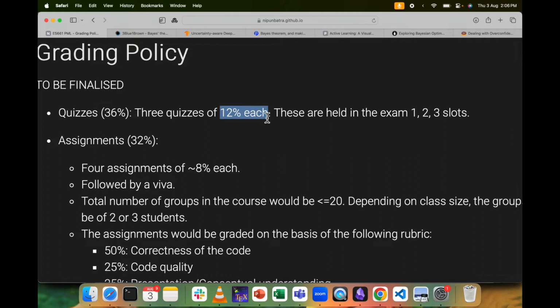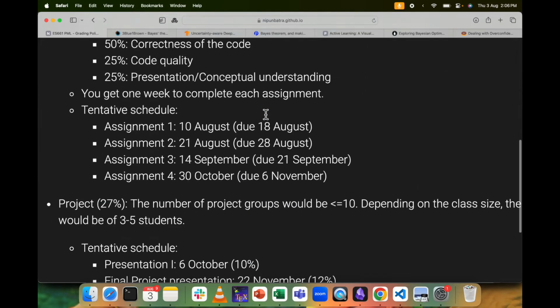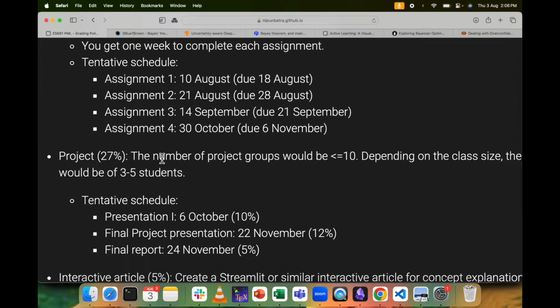So 32, 20, and 12, sorry, and 24. 56% marks already done here. The project would be 27%. And I'm saying that the number of groups that we're looking for is around 10. So based on that, we decide whether the group size is something between 3 and 5.